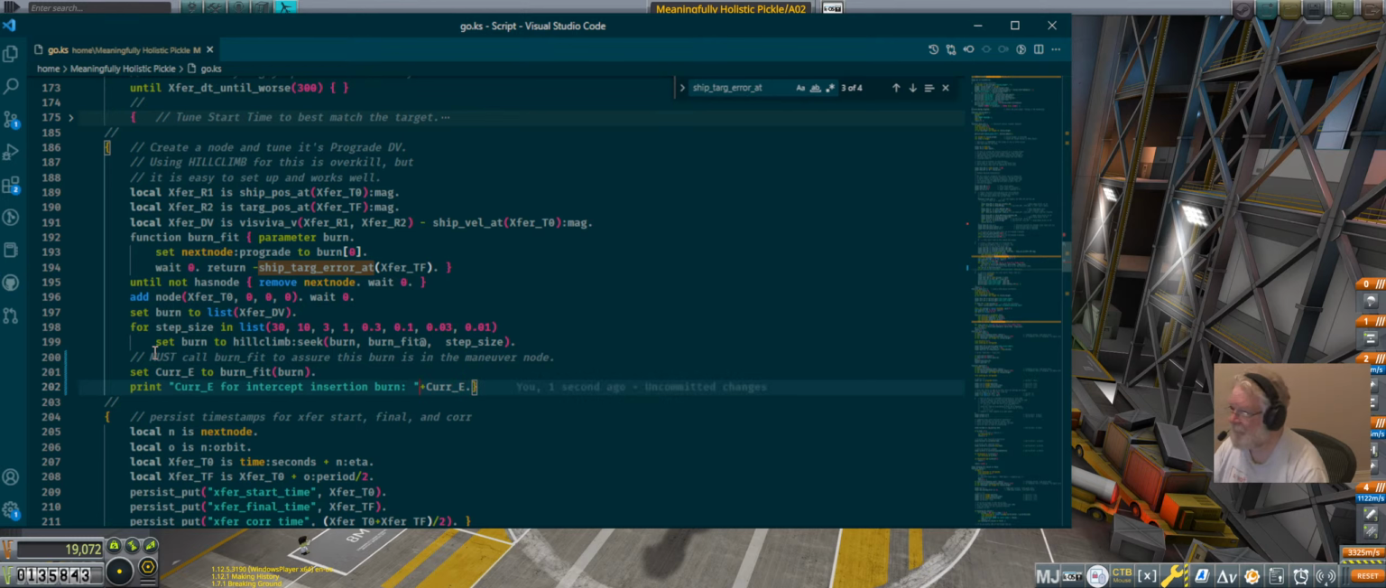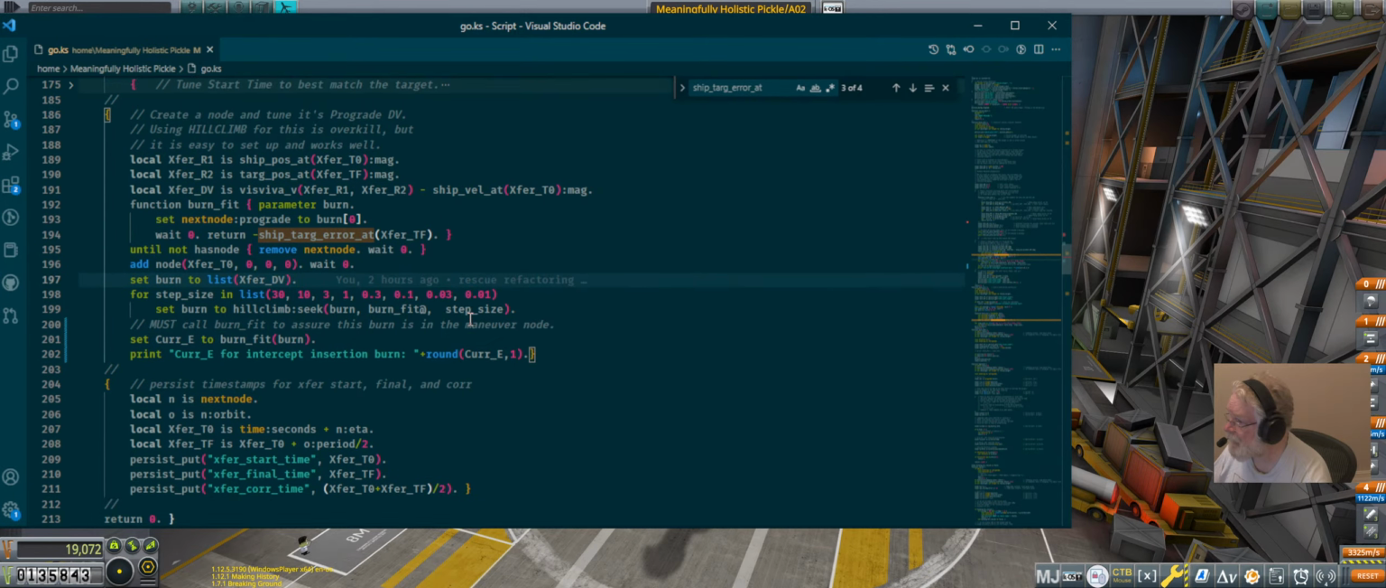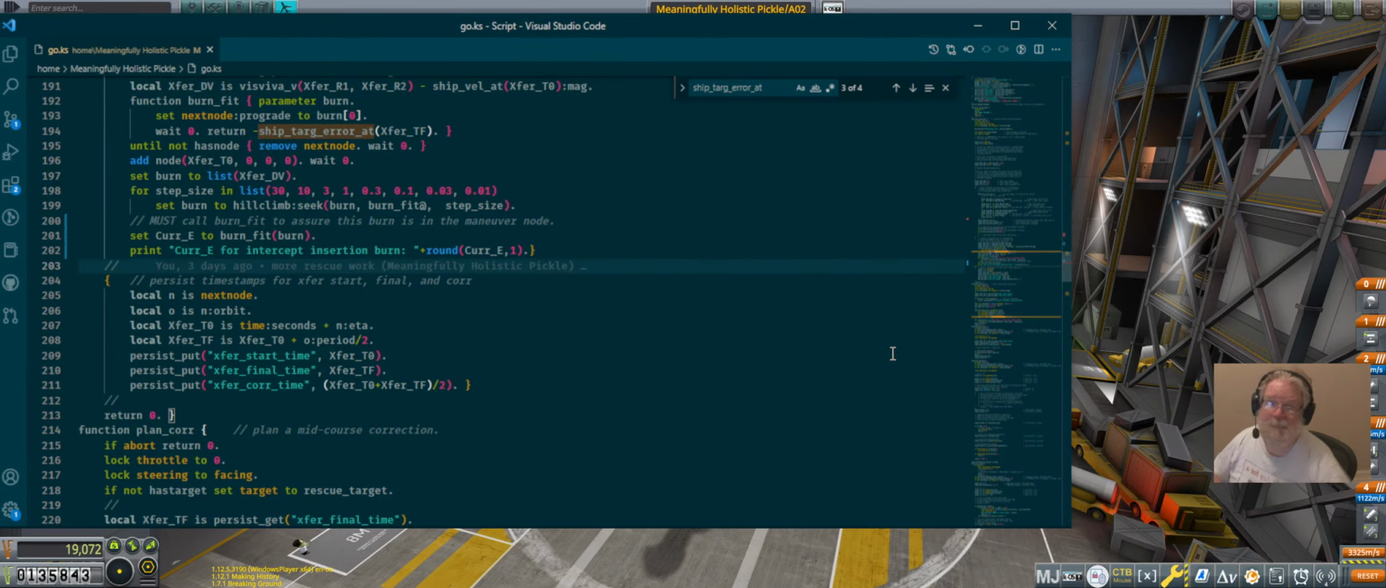Now, cur E is an error in meters. I don't really care about lots of decimal places. Let's say round of cur E. So we'll print that out to the 10th of a meter. It's probably going to be on the order of hundreds of meters, just as a guess. I have seen these algorithms nail it down to under a meter.